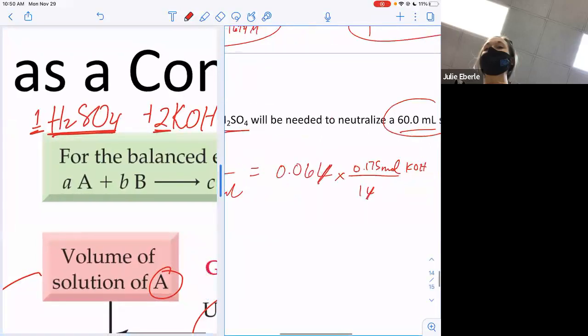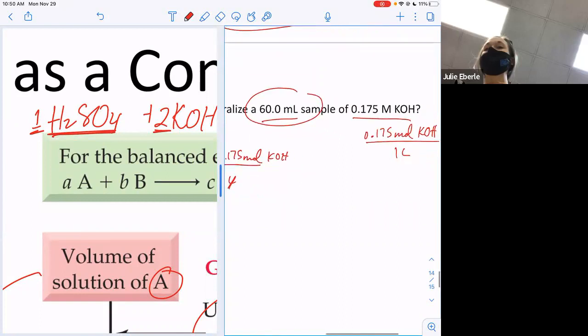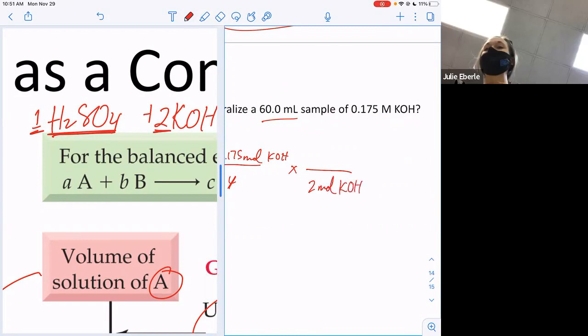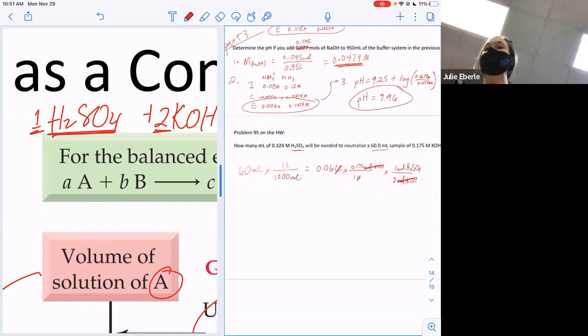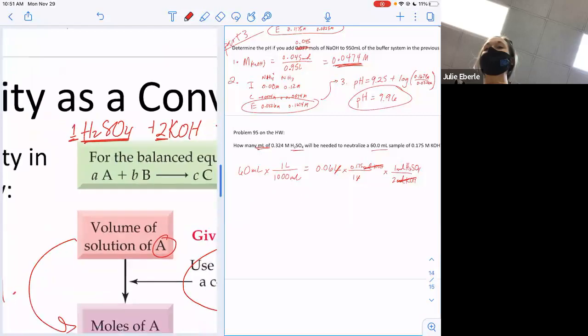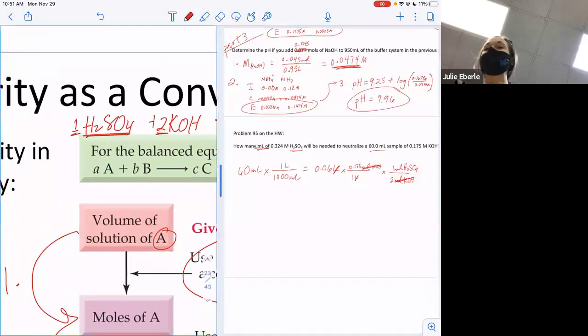So I have moles of KOH on top, and I want to cancel moles of KOH. So I'm going to say for every 2 moles of KOH, it's 1 mole of H2SO4. There is my molar ratio. That is step 2. And notice that moles of KOH cancel. I'm trying to find how many milliliters of this acid, so I'm well on my way. Let's see what our diagram tells us the next step is.